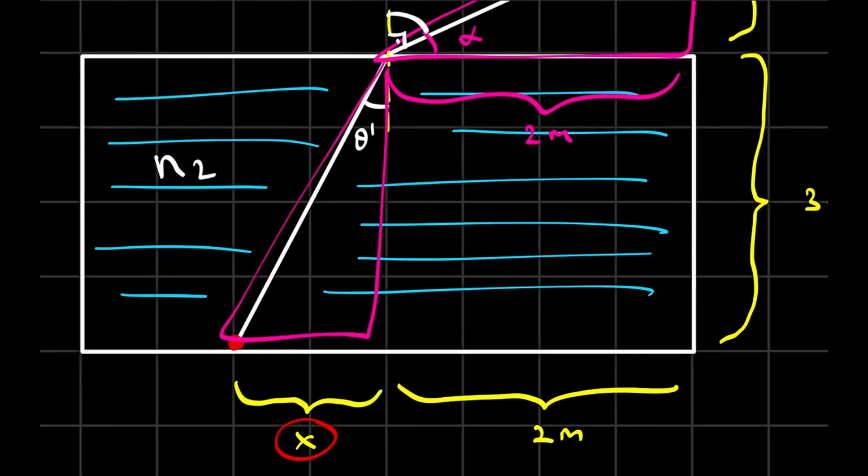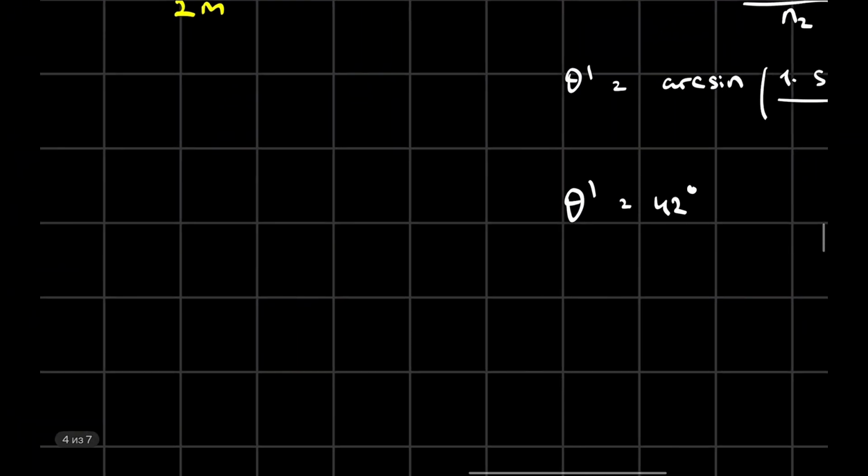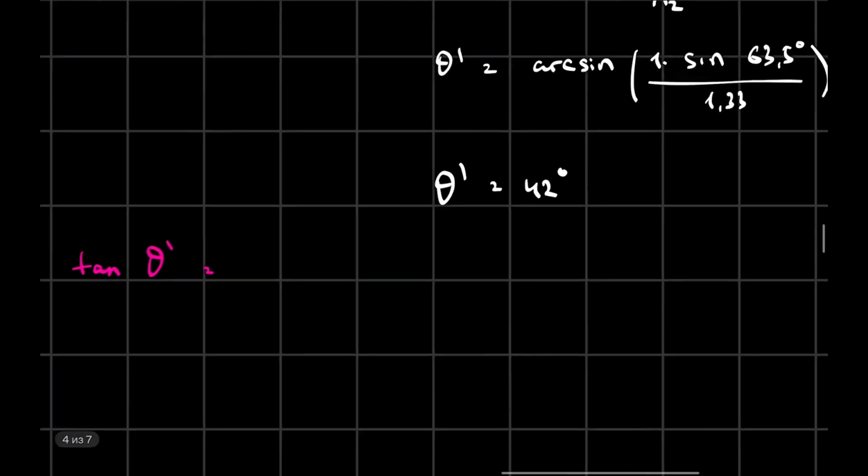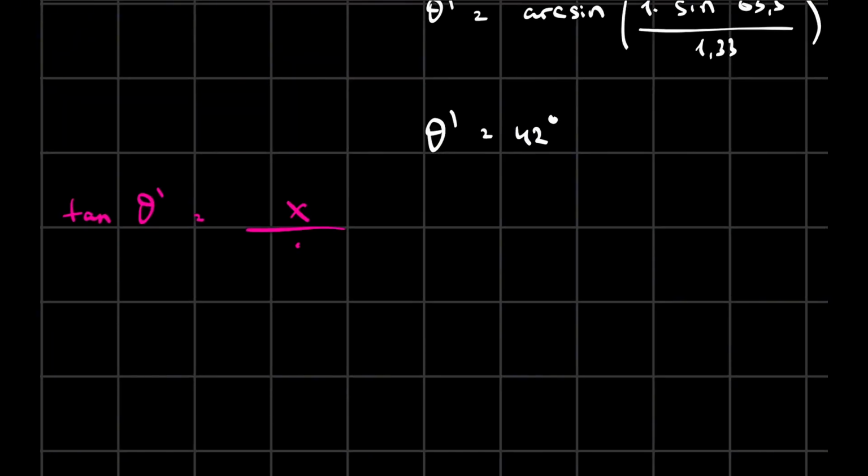This is a triangle, this is opposite, that is adjacent, and we can apply tangent theta prime, where the opposite is x and the adjacent is 3. To find x, I can just multiply 3 by tangent theta prime, so x is 3 multiplied by tangent 42 degrees. The tangent of 42 degrees is about 0.9, multiplied by 3. It's got to be something like 2.7. So x is going to be something like 2.7 meters.